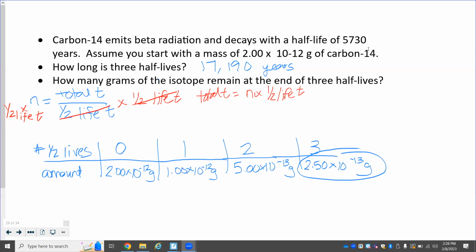Now, it doesn't seem like the number changed a whole lot, but remember, we're dealing with numbers in scientific notation to the -12th and -13th. It just gets smaller and smaller, the amount remaining, as we go through the reaction.